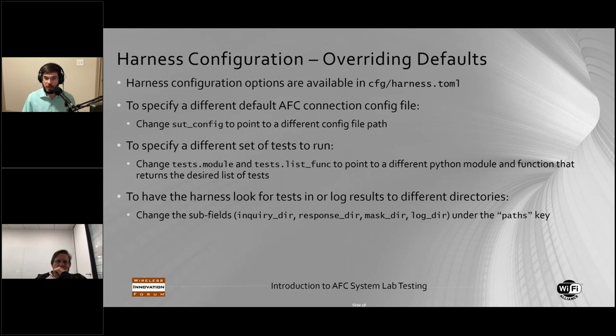So finally, for configuration, all of the remaining options are found in the config/harness.toml file. This lets you override most of the other defaults that the harness assumes. So you can have a separate AFC configuration file or connection file, and swap that out here. You can change the test-to-run file to a different one, so you don't have to keep changing the same files. You can have multiple copies and just swap out which one you want to refer to. And then you can also change which directories the harness uses for finding the inquiries and mask files, and where it logs its results to. Next slide.